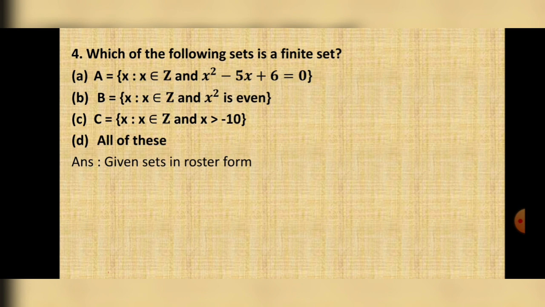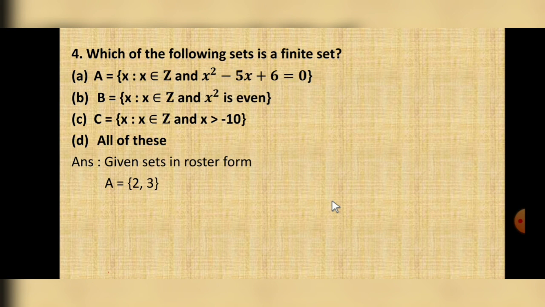So the given set in roster form is, first set, 2, 3. You just simplify this quadratic equation, so find the solution of this equation. Multiply the first and last term, we get 6x squared. Then find the roots: 6x minus 3x and minus 2x are the root values, and then the root values are x equal to 2 and x equal to 3. This is the first set.